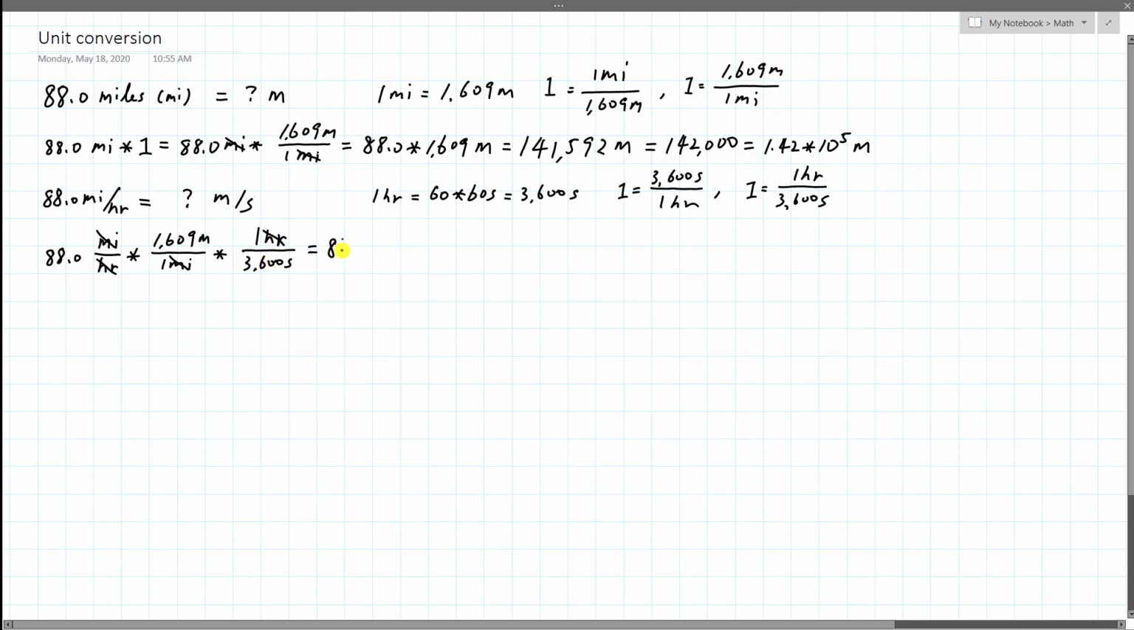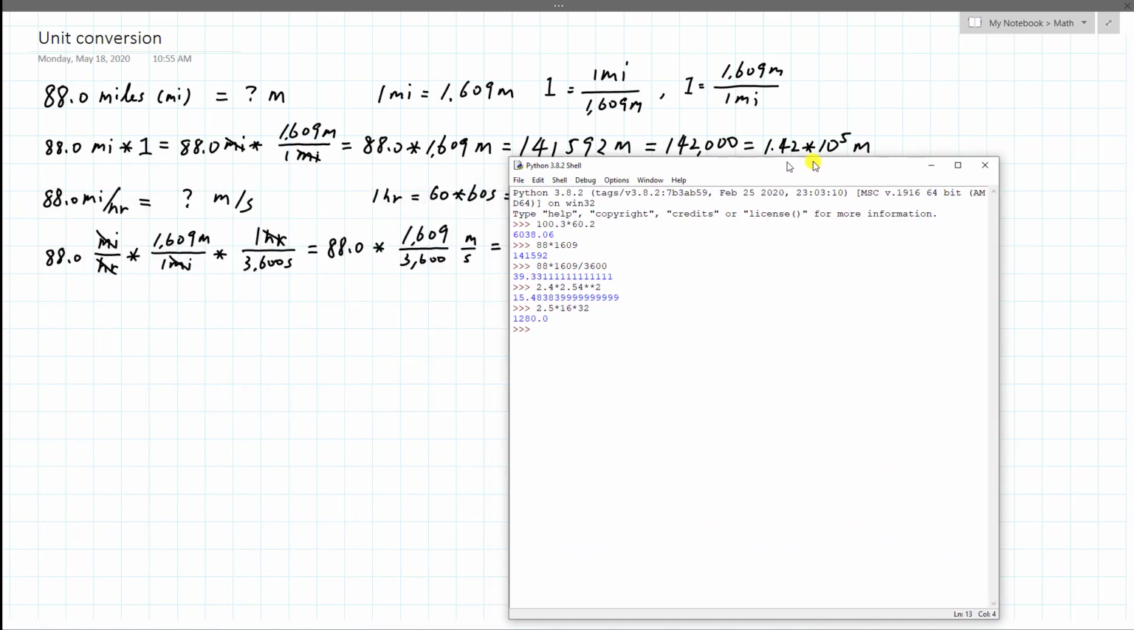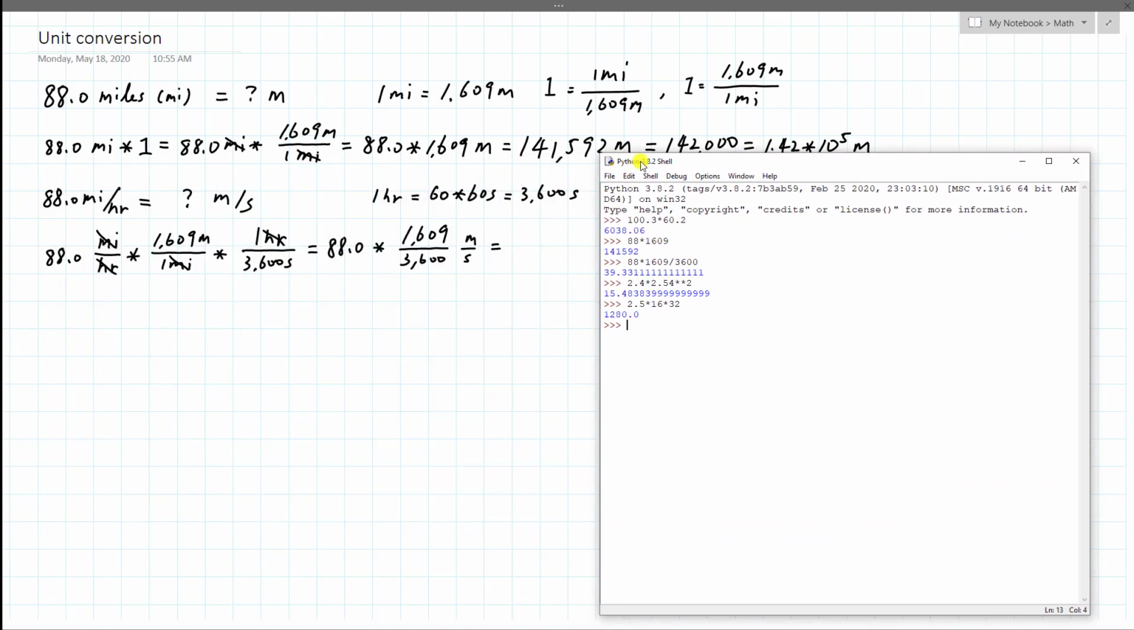So now I have 88.0 times 1609 divided by 3,600, and I also have unit meter over second. And with the calculator math, I have a magic calculator I can pop up anytime. By the way, this is called Python. It is a programming language, but I always use this as a super calculator because it's nice. It keeps all the calculations handy here. So 88 times 1609 over 3,600, I have 39.33.